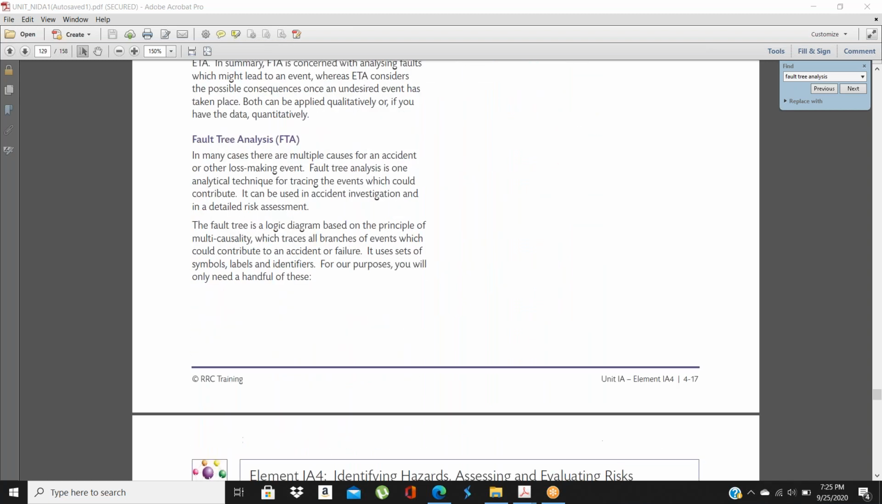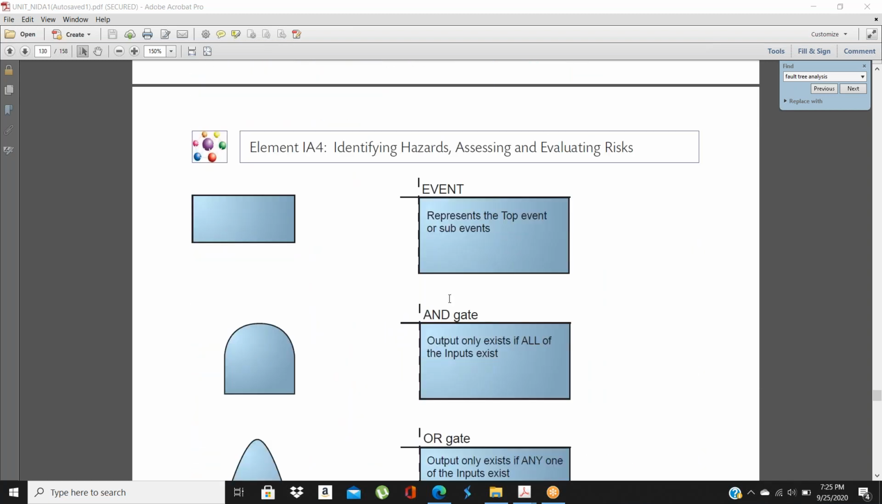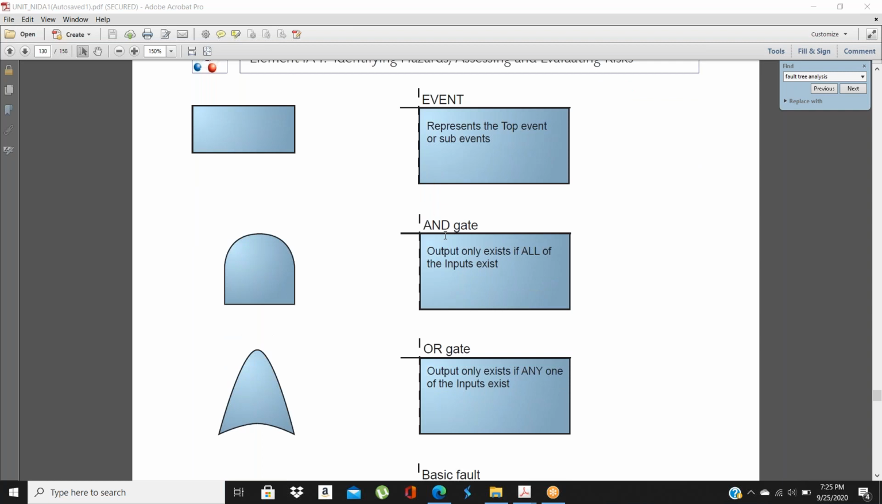Now fault analysis, we will just go for the fault analysis. Wherever you see this rectangle, this is the main event. The main event will be identified by the rectangle. This type of shape, the D shape, this D shape is the AND gate.